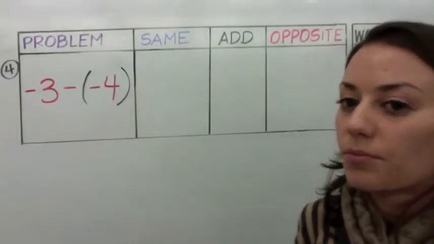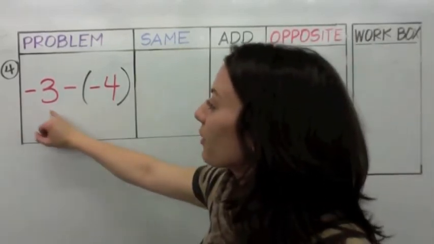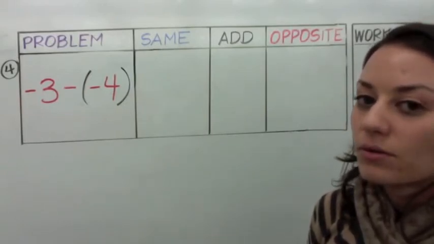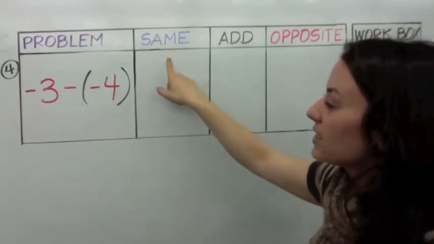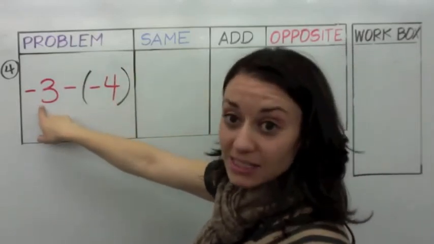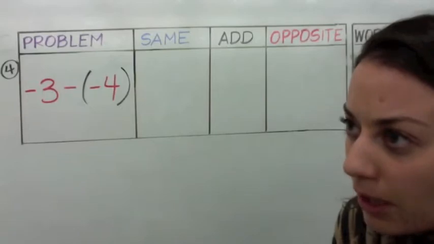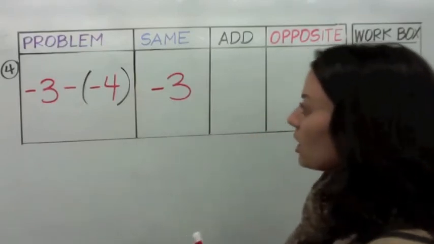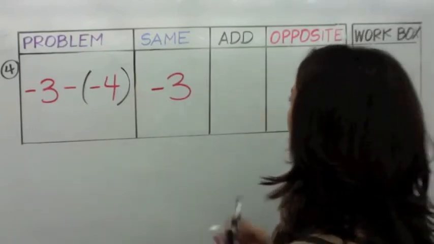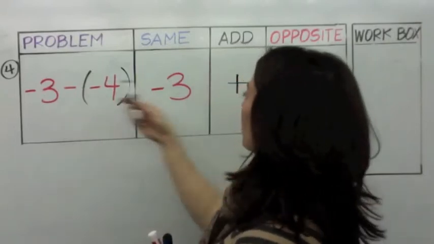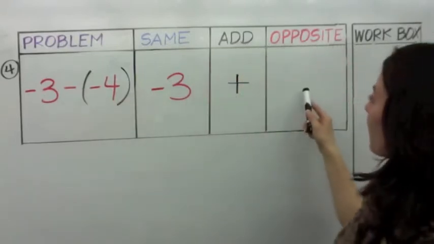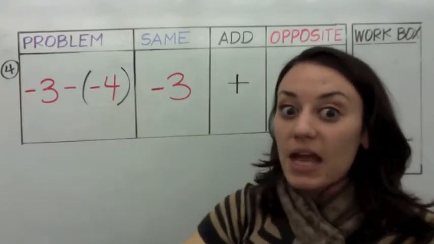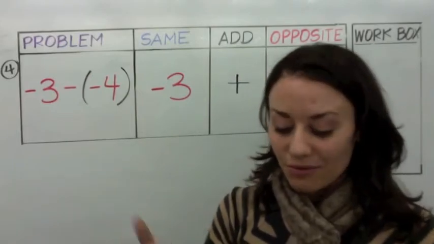Take a look at the last problem, problem number 4. Read it with me. It says negative 3 minus negative 4. Okay, so we have to think about same, add opposite. So what is the same as negative 3? We're going to keep this the same. Negative 3, right? They match. So the first integers are the same. Now we're going to add, so just put a plus sign. We're changing the subtraction into addition. The opposite of negative 4. What's the opposite of negative 4? It's positive 4. That's right.